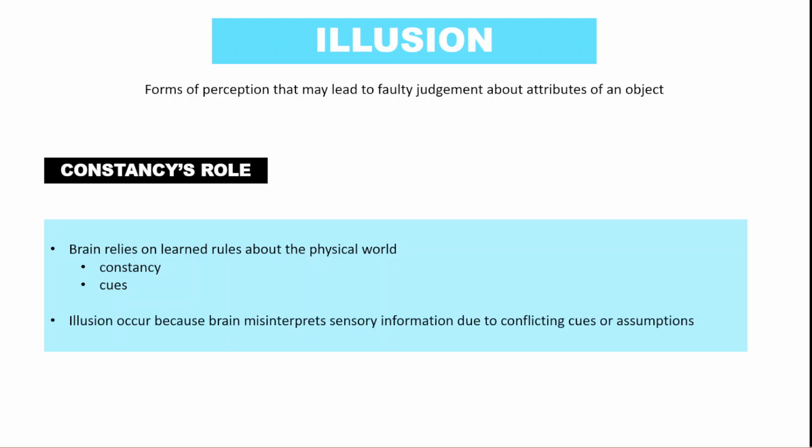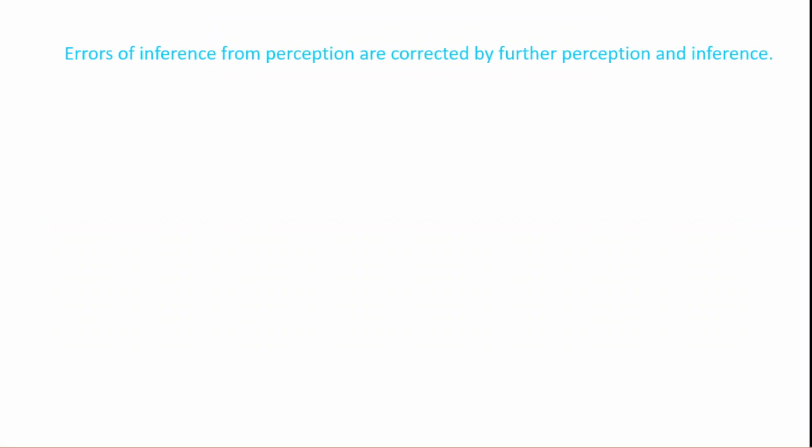What happens is that sometimes certain objects or cues are conflicting in nature. They appear as something, but on further observation, they are not what they seem to be. So let's start with the prime example. Here's the conclusion that you should remember: errors of inference from perception, whatever inference or judgment you form on your observation, are corrected by more observation and inference. New knowledge corrects the old one, but new knowledge is built upon the old one.